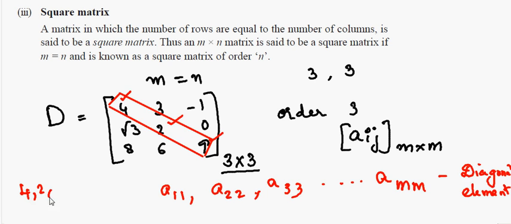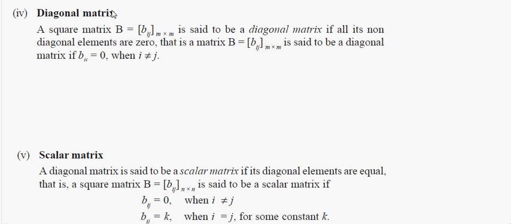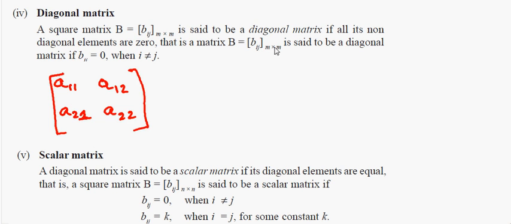So 4, 2, 9 are the diagonal elements. I hope you are clear. Now let's move on to the next type, that is the diagonal matrix. So you know what a diagonal is. Suppose you take a 2 cross 2 matrix, say a11, a12, a21 and a22. Here, a11 and a22 are the diagonal elements.